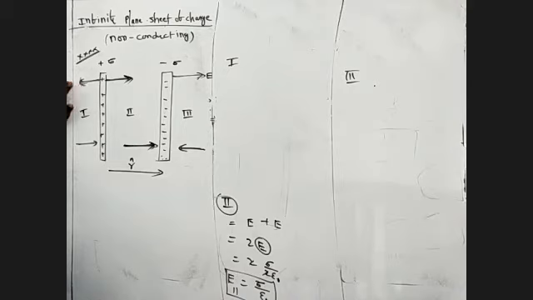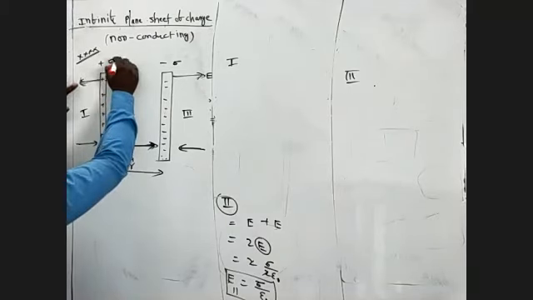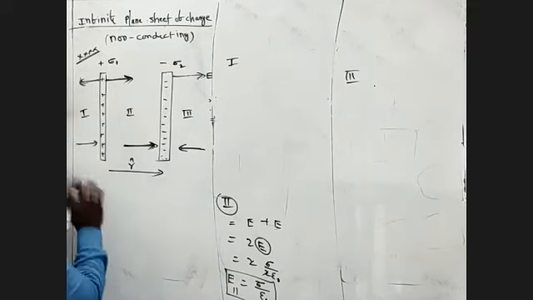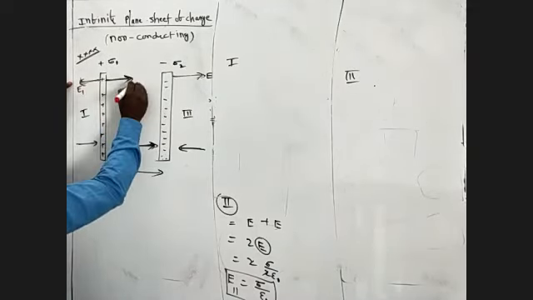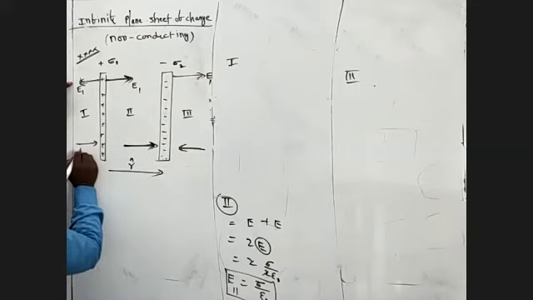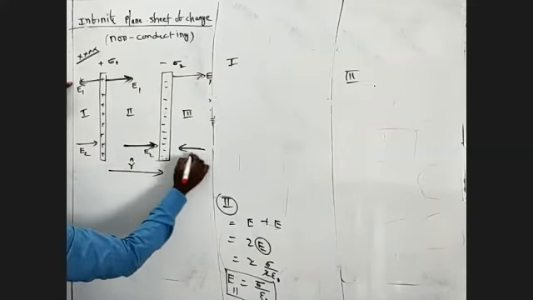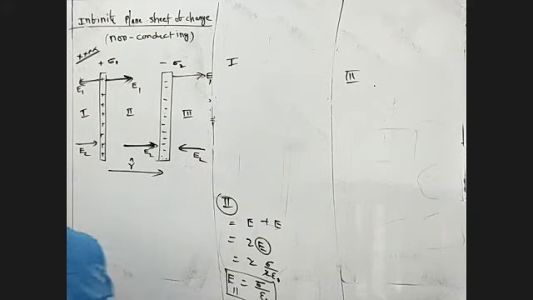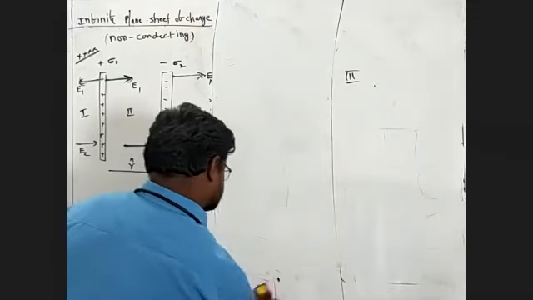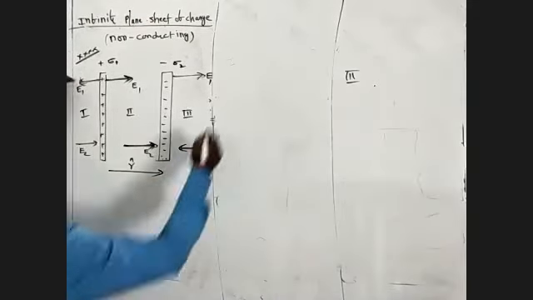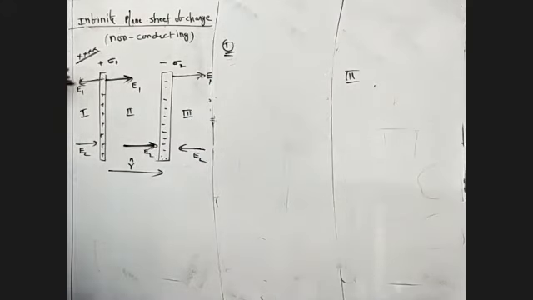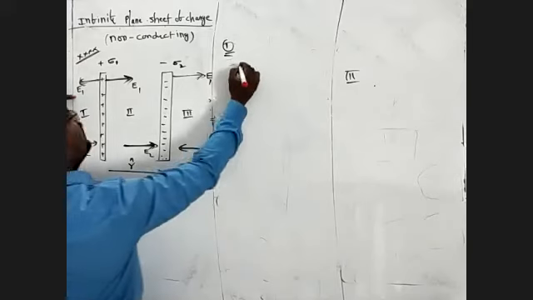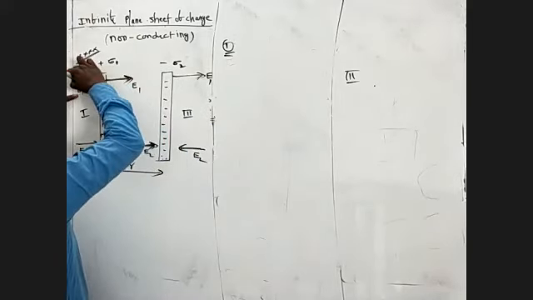Now suppose, for example, you are taking sigma 1, this is sigma 2. Now I am taking E1, this is E1. This is E2, this is E2, this is also E2. Now we are going to calculate, very simple. So first region number 1. This is the E bar direction. This is the direction of E1.